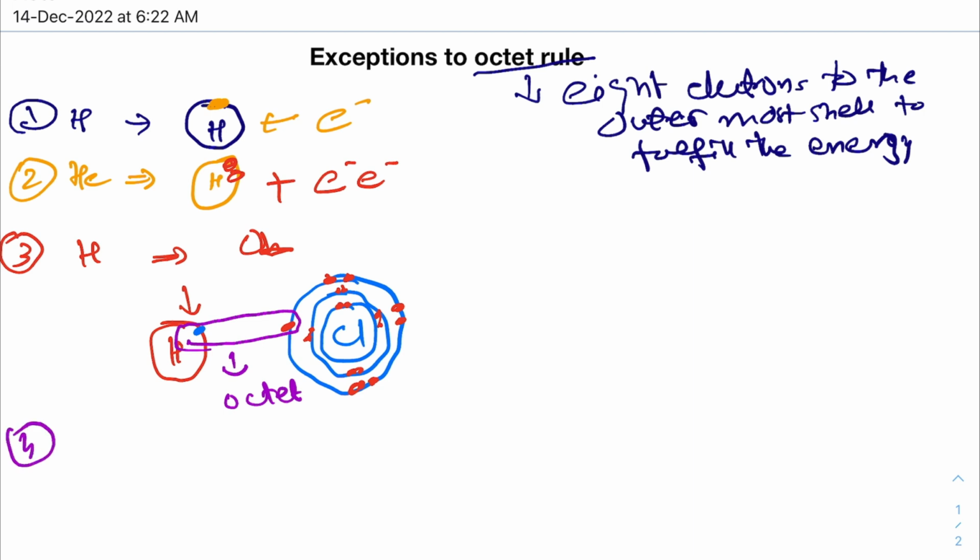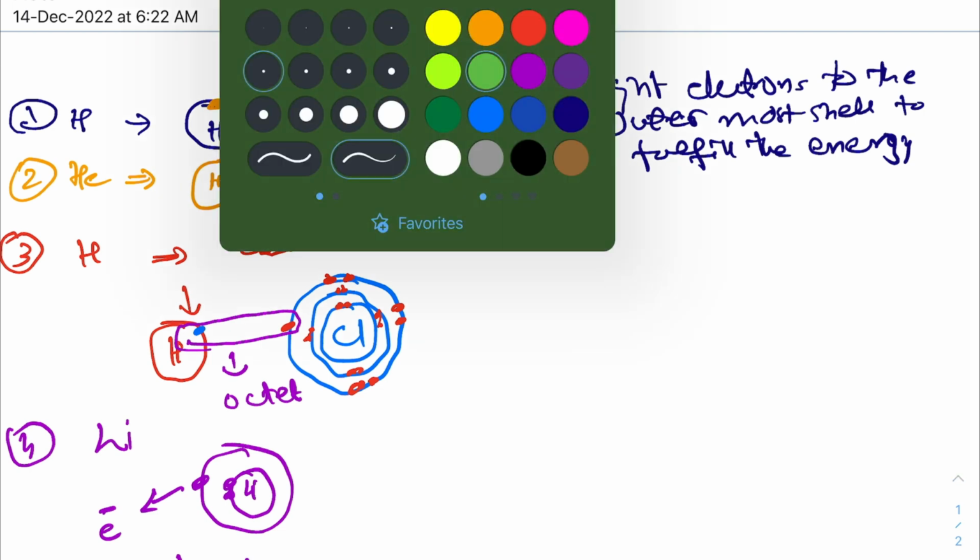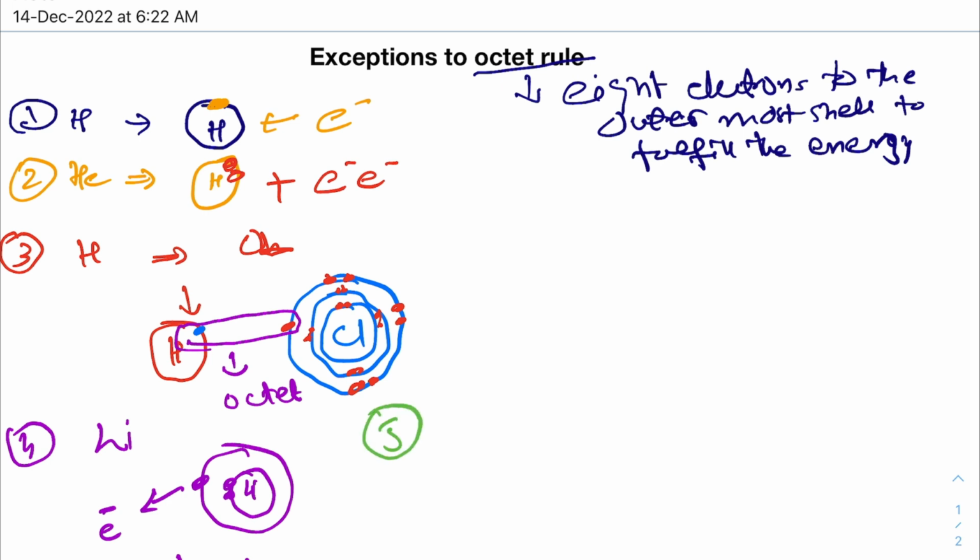While in the example of lithium, lithium contains 2 electrons and then 1 electron in its outermost shell. It loses its 1 electron and gets a +1 charge. While in the case of beryllium, it contains 2 electrons in its outermost shell and it loses both of them and gets a +2 charge.